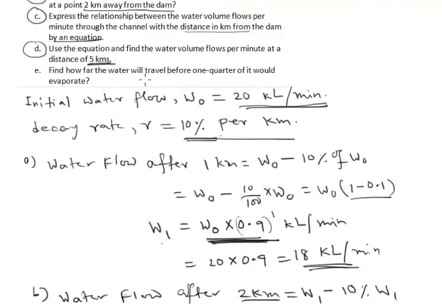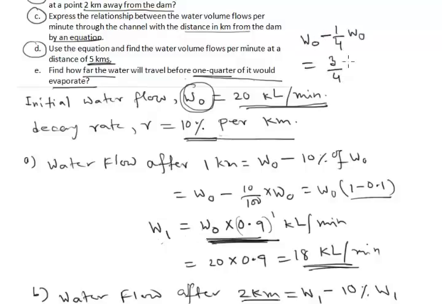Find how far the water will travel before 1/4 of it would evaporate. So the initial quantity is W0, and 1/4 of W0 will be evaporated. So this is gone. The flow rate after that distance, which we will find, will be the initial flow rate minus the evaporation. So this will be the flow rate, which is 3/4 of W0. This will be the final flow rate at this distance.